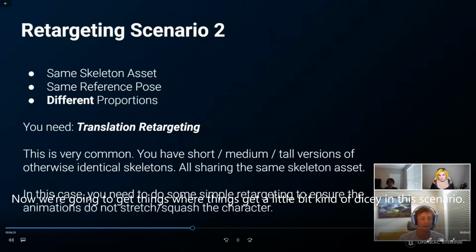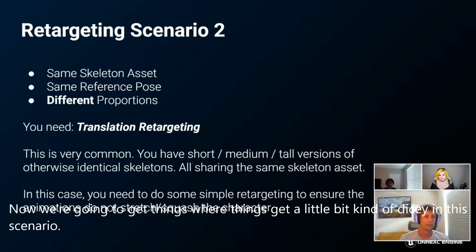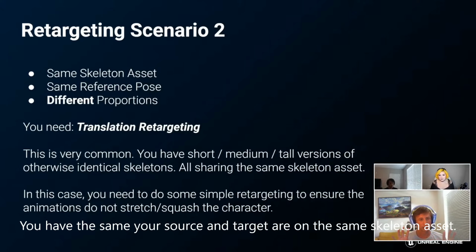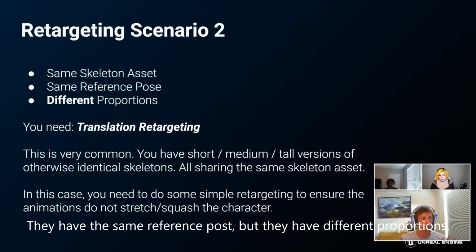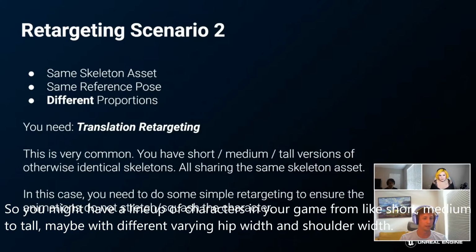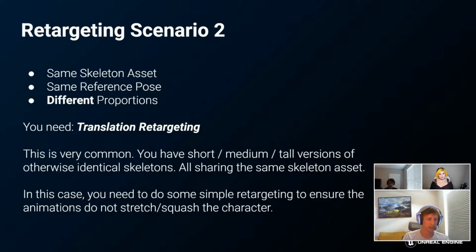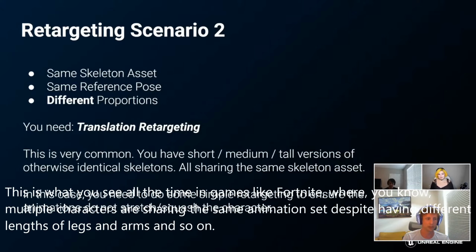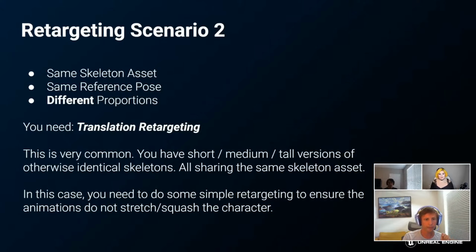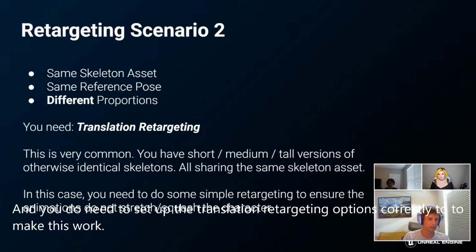Now we're going to get into things that get a little bit kind of dicey. In this scenario, your source and target are on the same skeleton asset. They have the same reference pose, but they have different proportions. So you might have a lineup of characters in your game from short, medium to tall, maybe with varying hip widths and shoulder widths. In this case, you need what we call translation or simple retargeting. This is very common. This is what you see all the time in games like Fortnite, where multiple characters are sharing the same animation set despite having different lengths of legs and arms and so on. And you do need to set up the translation retargeting options correctly to make this work.